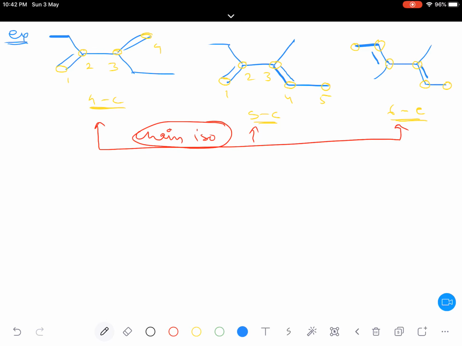Let's say 1 2 3 4, and many of you might be confused here: sir, the position of the double bond is changing, so they should be position isomers rather than chain isomers.